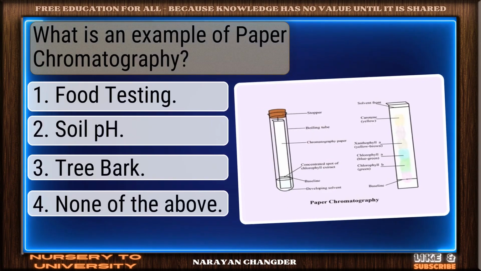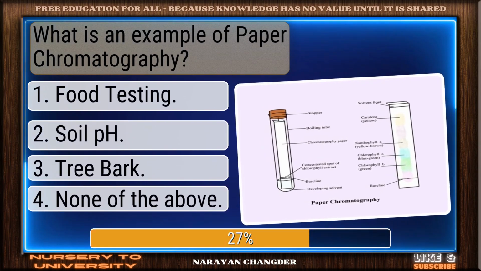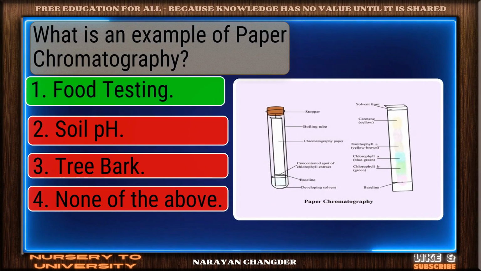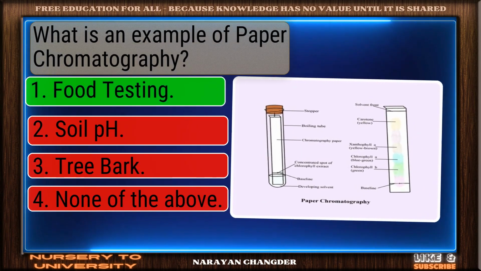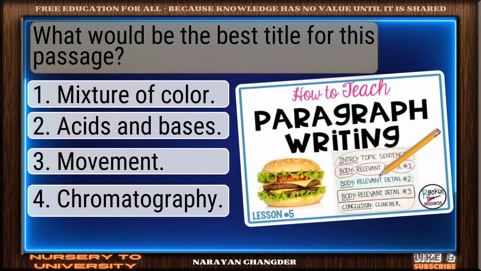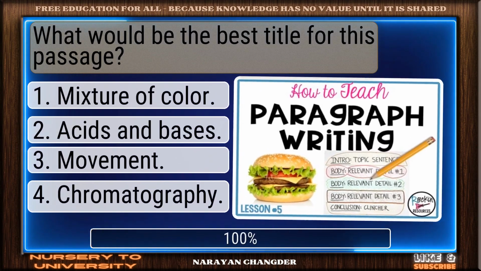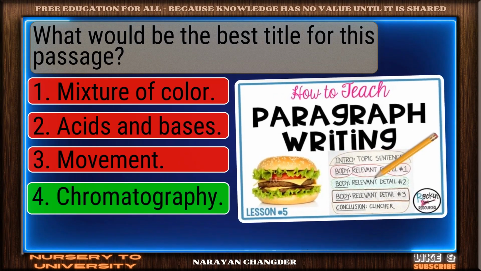What is an example of paper chromatography? On track. Food testing is the correct answer. What would be the best title for this passage? Well done. Chromatography is the right choice.